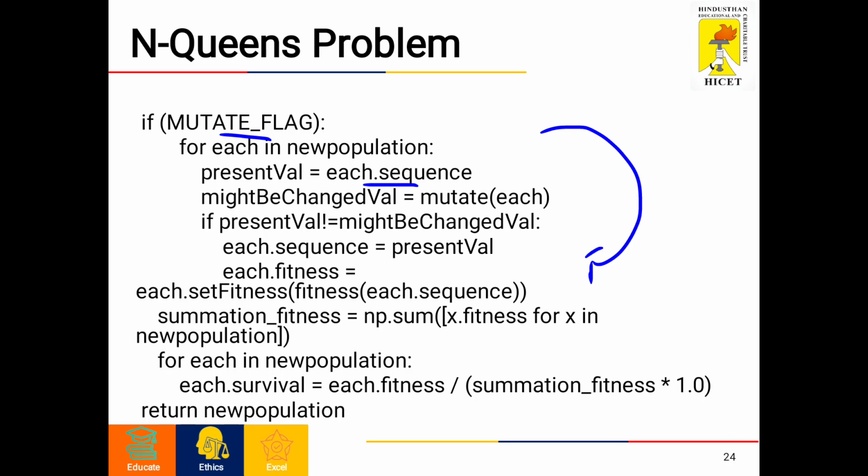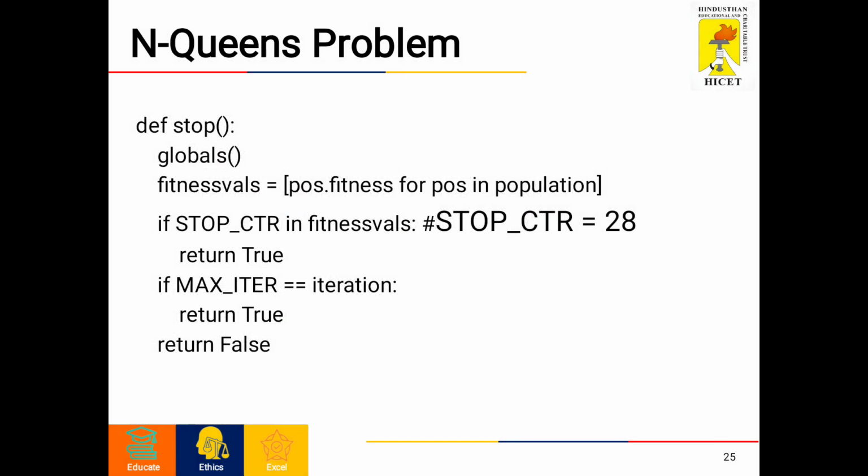Each and every individual sequence will be assigned to present value, and we'll be calling mutate on each. It will return a might-be-changed value. If present value is not equal to the might-be-changed value, then we'll revert back the present value and the fitness value. If not, the summation fitness will be calculated, and we'll find the survival for each and every individual.